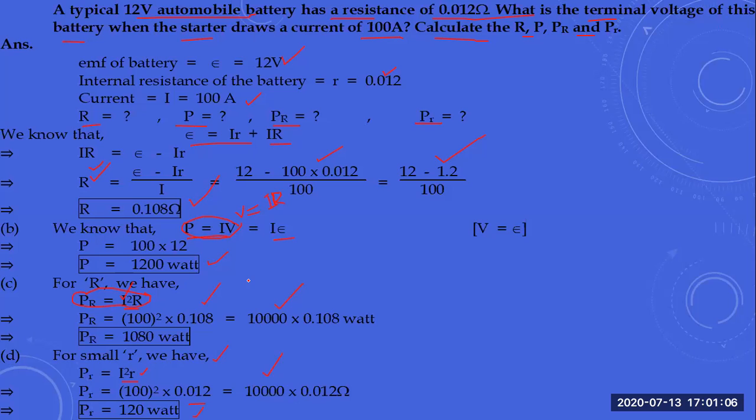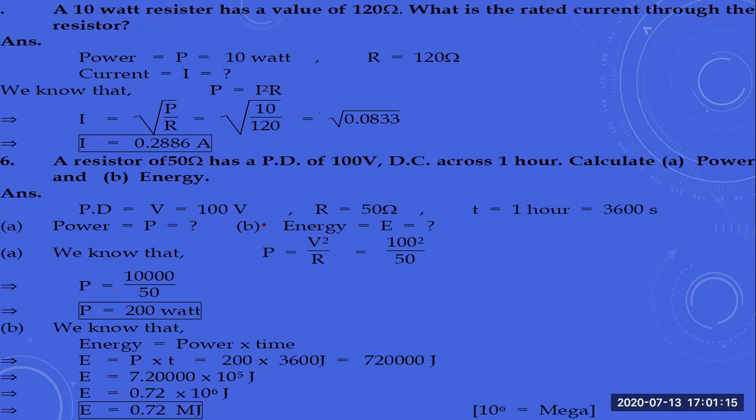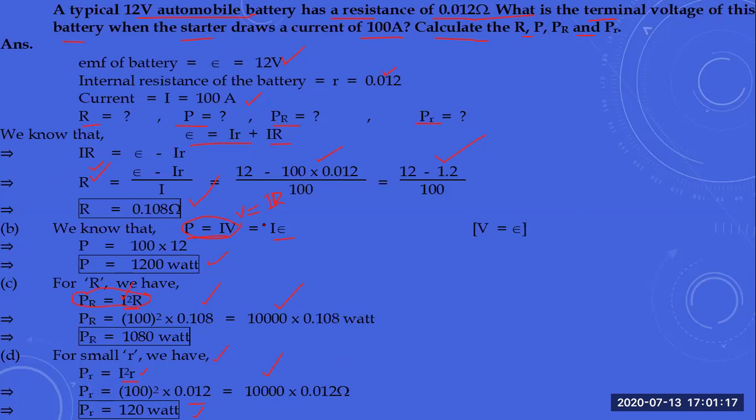To calculate the power, sometimes potential is directly given. Sometimes the potential is calculated by using the value of the resistance, that is V is equal to IR, and then you will be able to calculate the power.